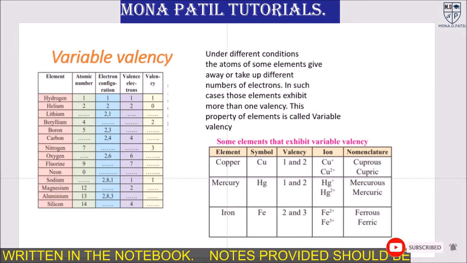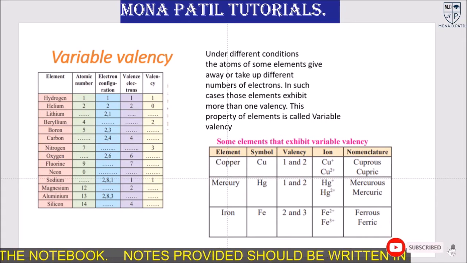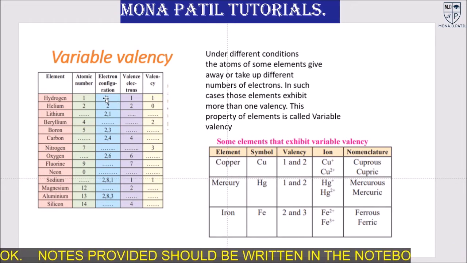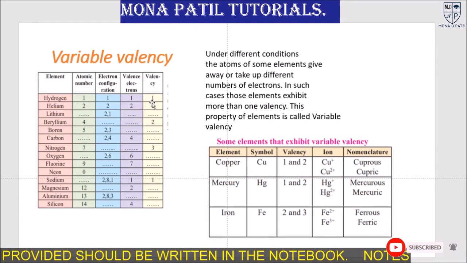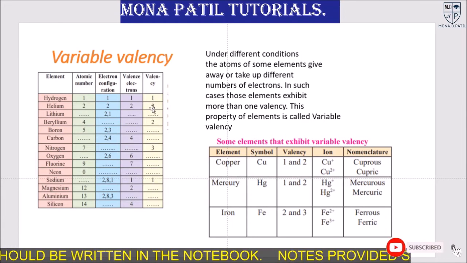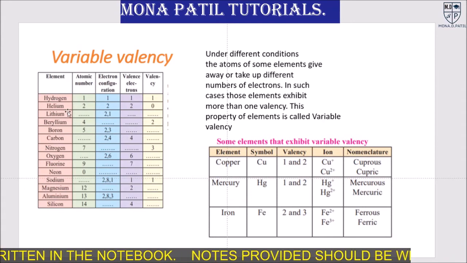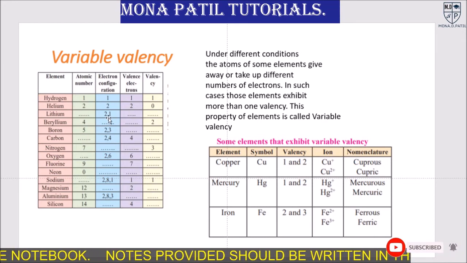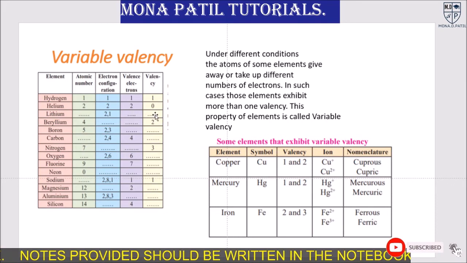Next is the variable valency. Here you can see some valencies which are very common and constant. Hydrogen: atomic number 1, electronic configuration 1, valence electron 1, so the valency is 1. Hydrogen can give or take only 1 electron, so its valency is 1. Helium has 2, so it is the stable one. Lithium has atomic number 3, so its electronic configuration is 2,1, valence electron 1, and valency is 1.